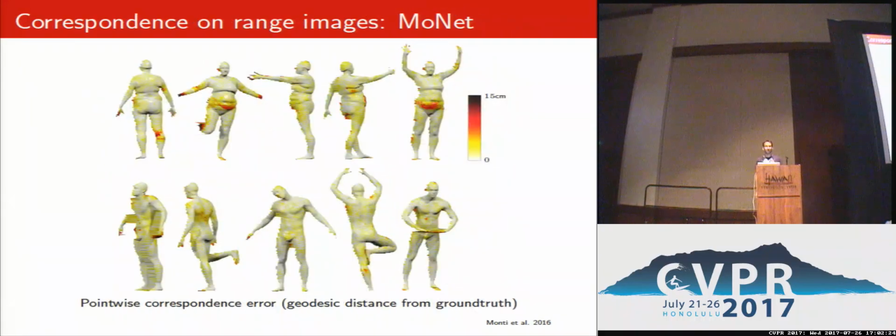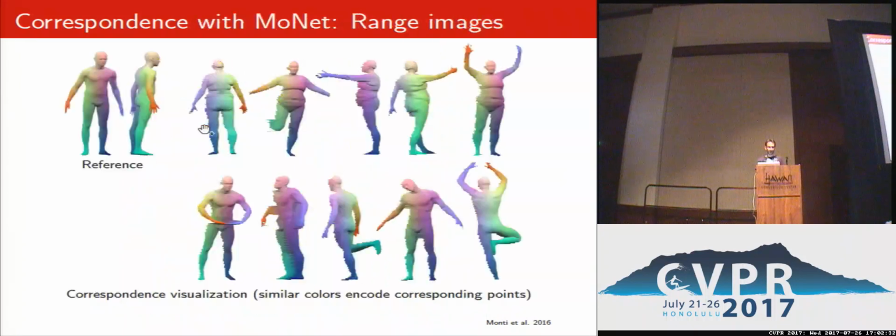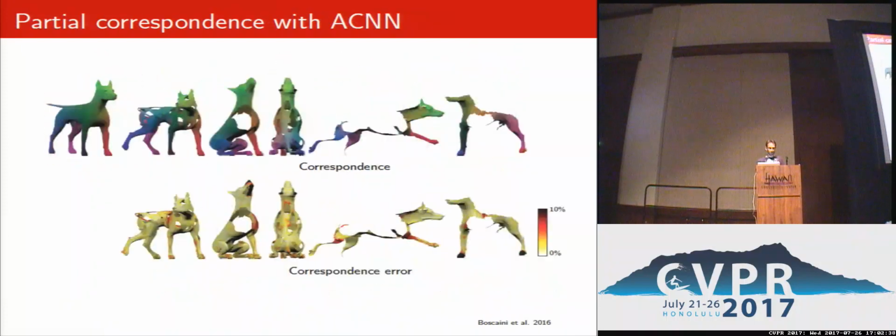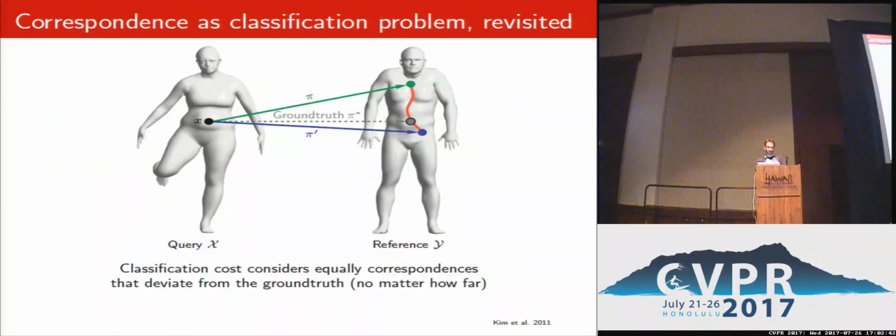Here are some more challenging settings. Here we have range maps. So basically these shapes have different topology, some missing parts, invisible parts. And again, here the correspondence is pretty good. And some more examples of pretty extreme partial correspondence.